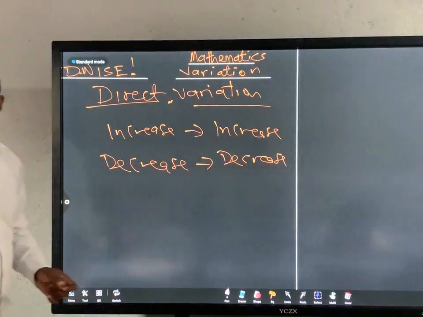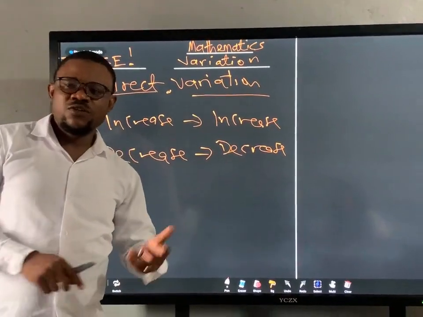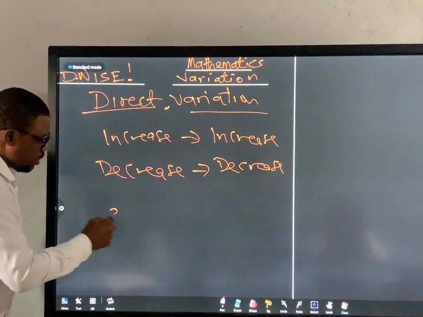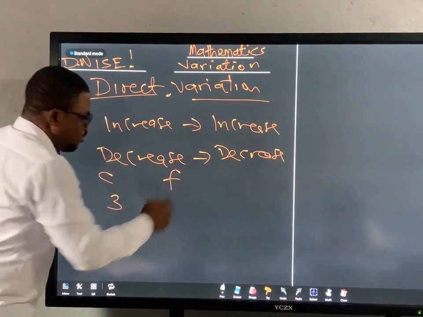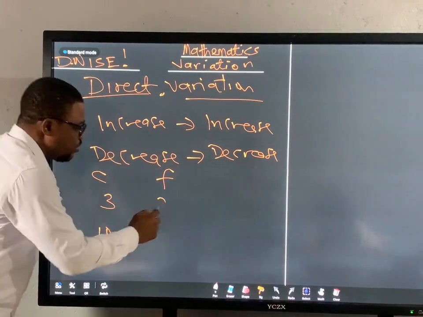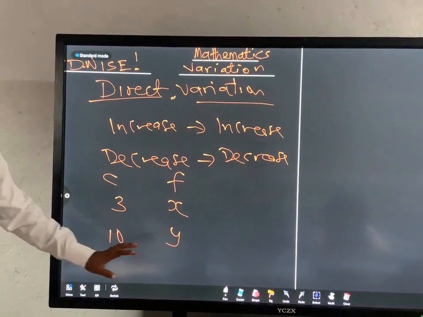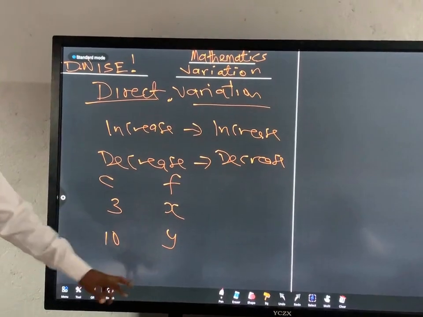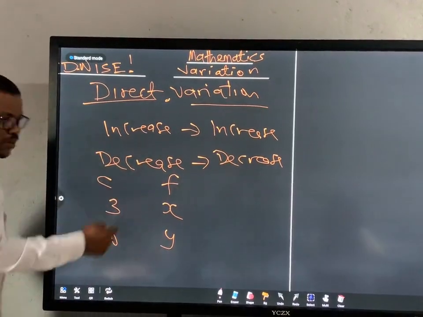For example, if all children have the same eating rate, and a man has 3 children, another man has 10 children. This is the amount of food, let's say it's X, that this one will eat, and this one will eat Y amount of food. This X and this Y, which one will be more? 10 children will eat more than 3 children.